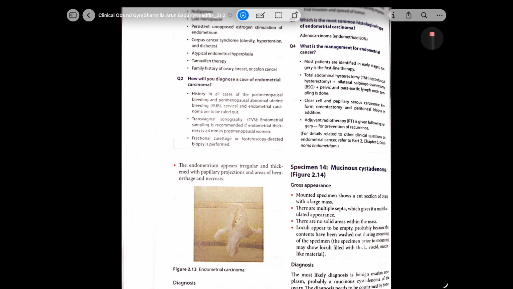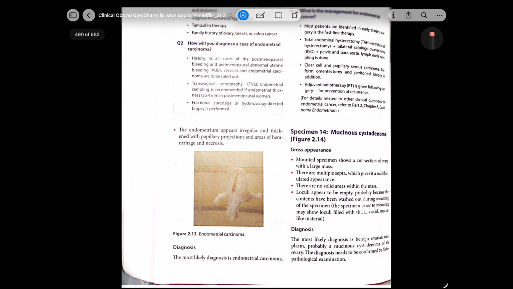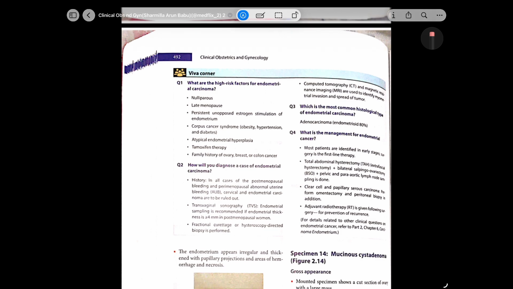History in all cases of postmenopausal bleeding and perimenopausal abnormal uterine bleeding, AUB. Cervical and endometrial carcinoma to be ruled out. Transvaginal sonography, endometrial sampling is recommended if endometrial thickness is more than or equal to 4 mm in postmenopausal women. Fractional curettage or hysteroscopy directed biopsy is performed. The endometrium appears irregular and thickened with papillary projections and areas of hemorrhage and necrosis. Computed tomography, CT, and magnetic resonance imaging are used to identify myometrial invasion and spread of tumor.